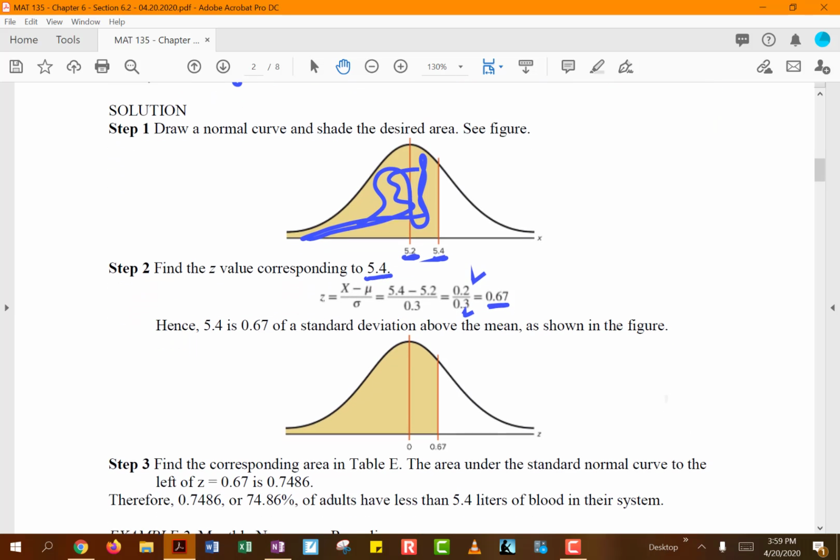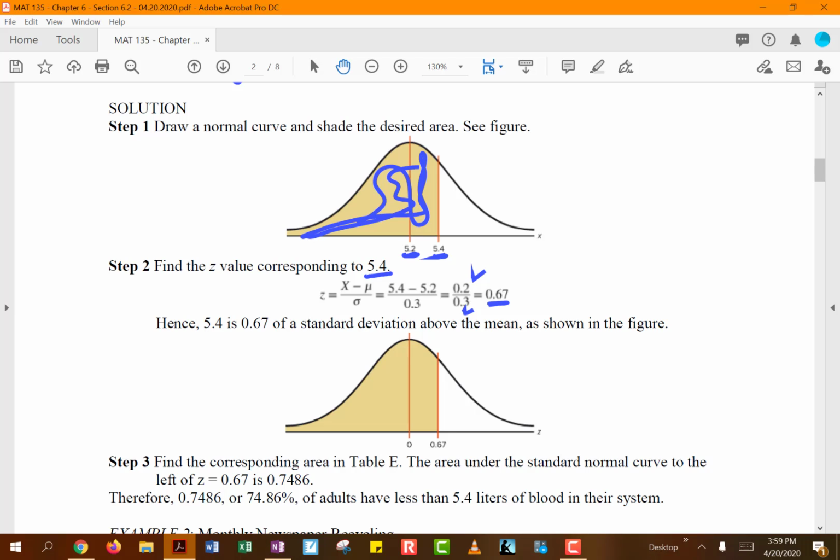Now, once you have that z value of 0.67, they're actually redrawing that normal curve by now putting 0 as our mean value and 0.67 as the standard deviation value. So basically we know that 5.4 liters of blood is 0.67 standard deviations away from the mean, where your mean is 5.2 liters, right? So now let's go to our table E and see what our z-score of 0.67 corresponds to.